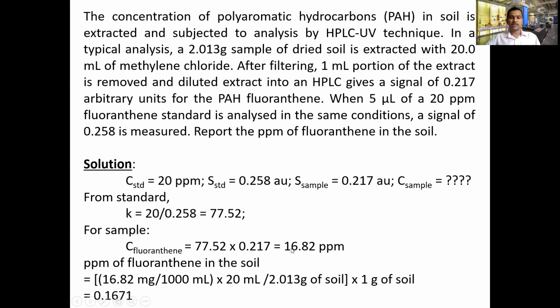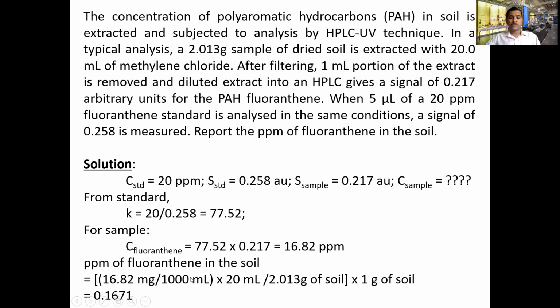So this is the concentration of fluoranthene with respect to the signal given by the instrument. Next, the final step is what ppm of fluoranthene is present in the soil. So the soil is extracted to 20 ml because 20 ml of methylene chloride was used. So 16.82 ppm means 16.82 milligram per liter, that is 1000 ml. So how much in 20 ml? So that is equal to 16.82 milligram per 1000 ml into 20 ml.